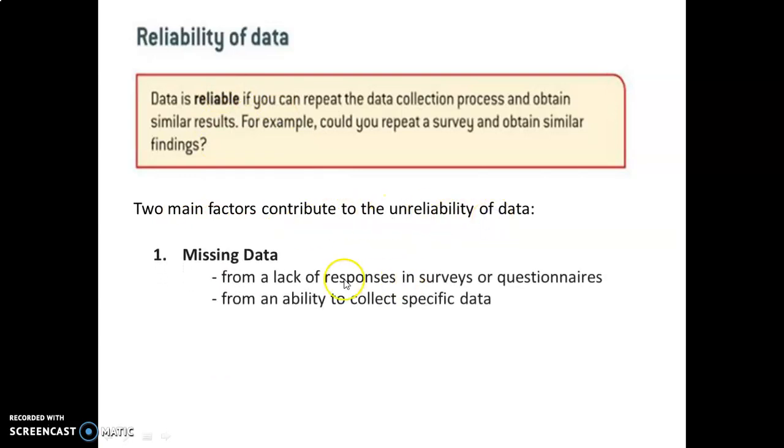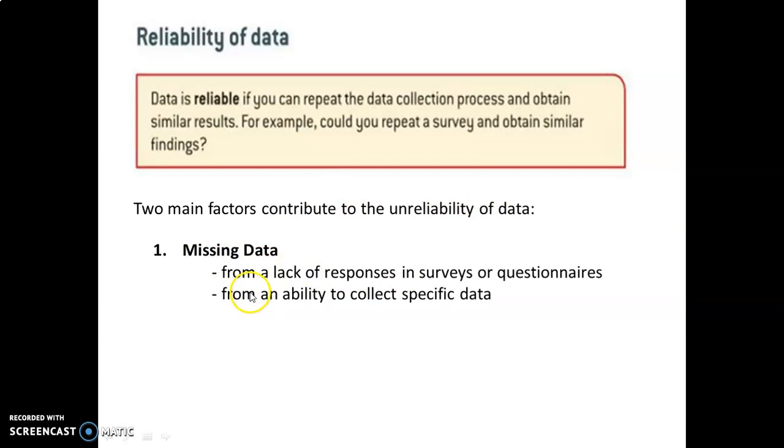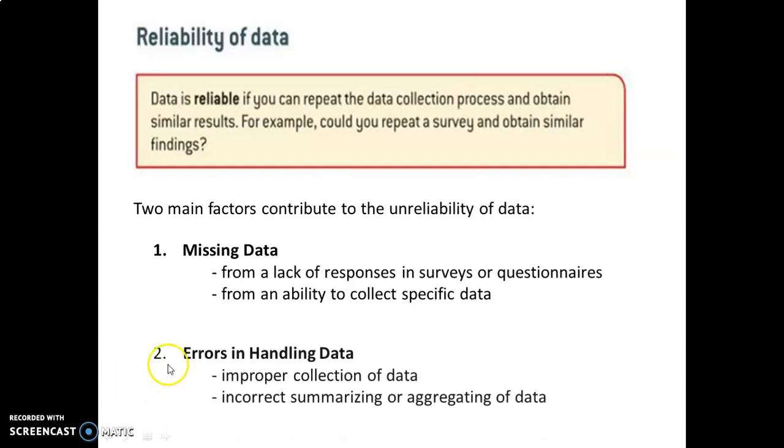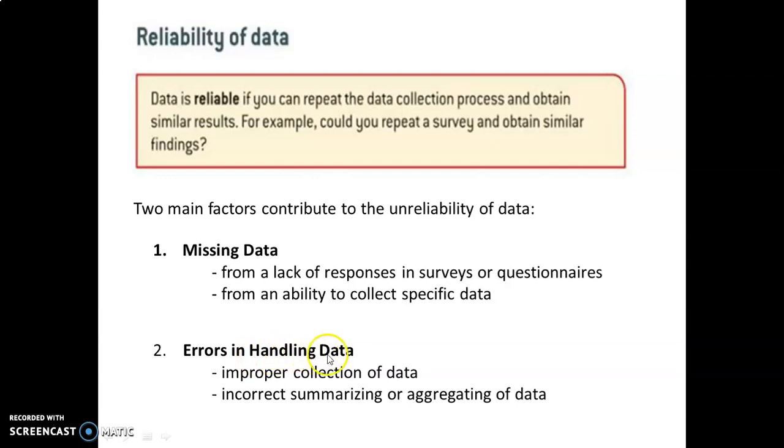All right, so about reliability of data, there are two main factors that contribute to the unreliability of data. They are missing data. This means perhaps from a lack of responses in surveys or questionnaires, or from an inability to collect specific data. And the other cause of unreliable data is errors in handling data. Maybe there's improper collection of the data, the tools are incorrect, or the survey is not a good survey, or you have incorrect summarizing or aggregating of the data. So once the data is collected, something in the process of collecting that data into a different form is wrong.